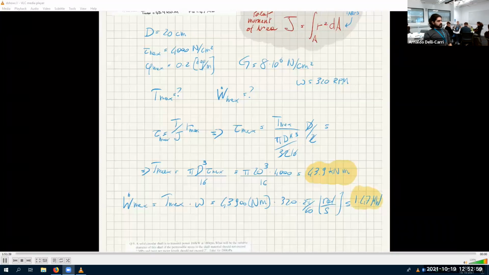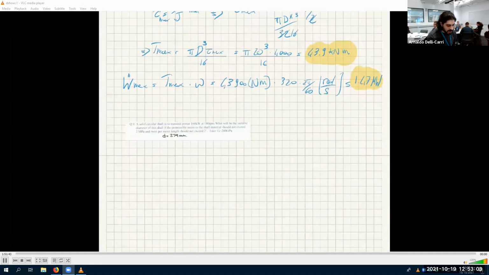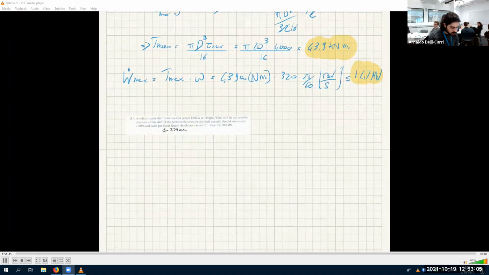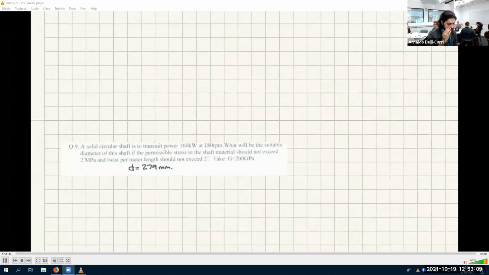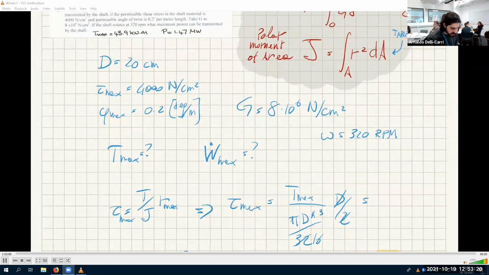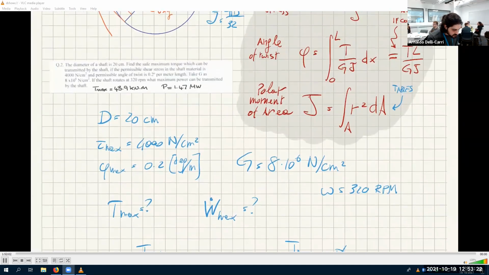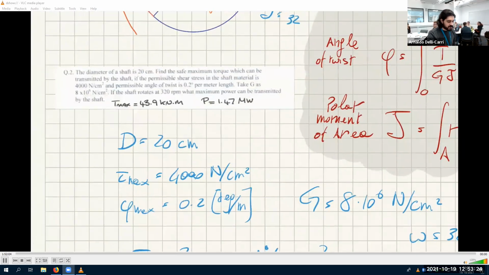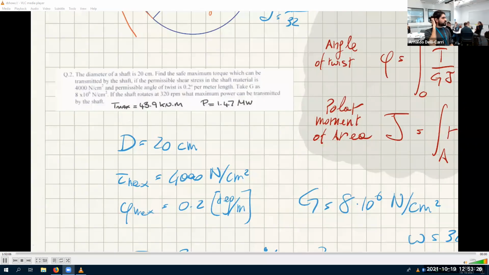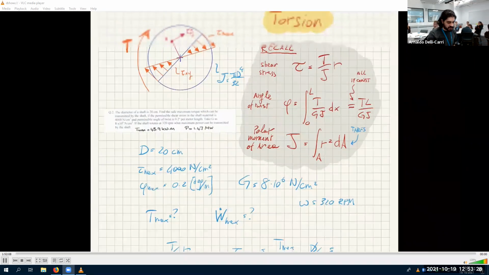All right. See, this is very easy. You don't need too much. Now, I am not going to solve this one, but I'm going to sketch the solution of this question 9. Question 9 says, a solid circular shaft is to transmit a power of 160 kilowatts at 180 RPM. What will be the suitable diameter of this shaft? Oh, sorry, did we miss something here? Oh, we also said that the permissible angle of twist is 0.2 degrees. So this is not the end of the story.